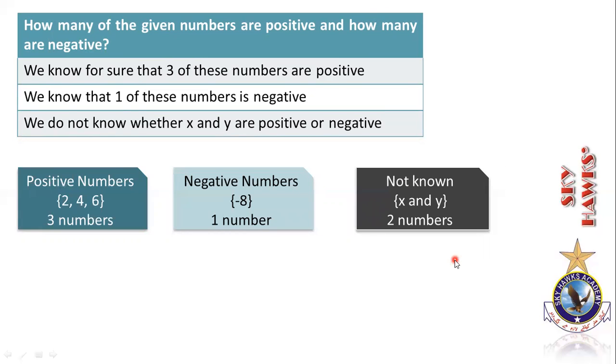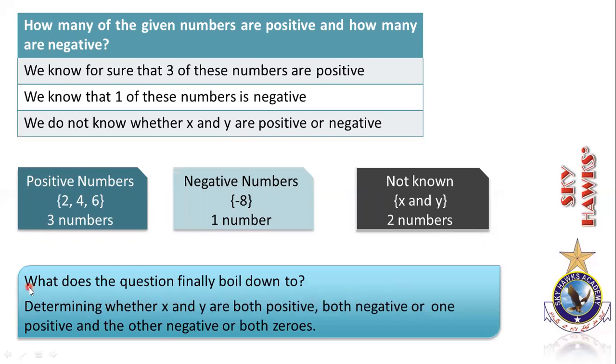Okay, so we should continue this. Is there any ambiguity? No, I got it. The three positive numbers, one negative number, and two numbers we are not sure about. So what we'll have to do, the next step is, please read this box.